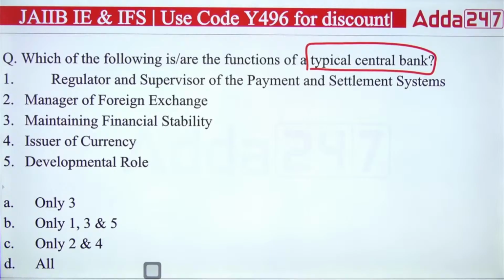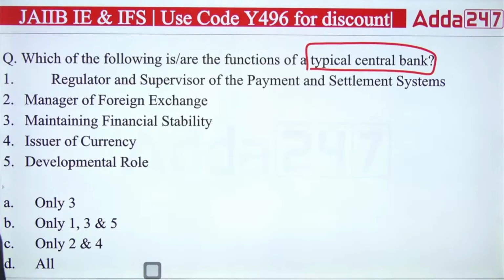Now let me know which of the following are the functions of a typical central bank. Regulator and supervisor of payment and settlement system, and the second, manager of foreign exchange, third, maintain financial stability, fourth, issuer of currency, fifth, developmental role. A, B, C or D? Okay, D you guys are saying.